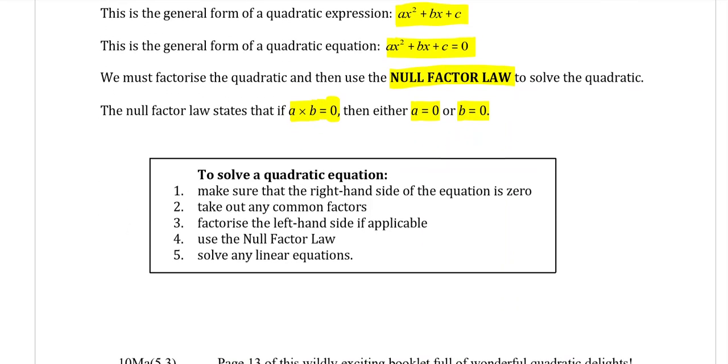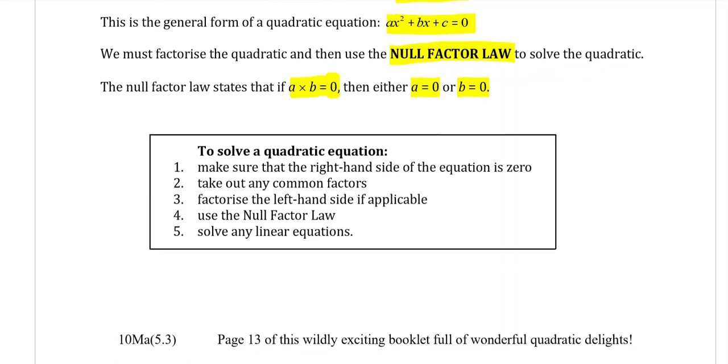So there is a little list here that we're going to be working through. Let's read through it. Step number 1, make sure that the right-hand side of the equation is 0. So you may have to move everything across to one side. Step 2, take out any common factors. Step 3, factorise the left-hand side if we can. Step 4, use null factor. And step 5, we will solve any linear equations.